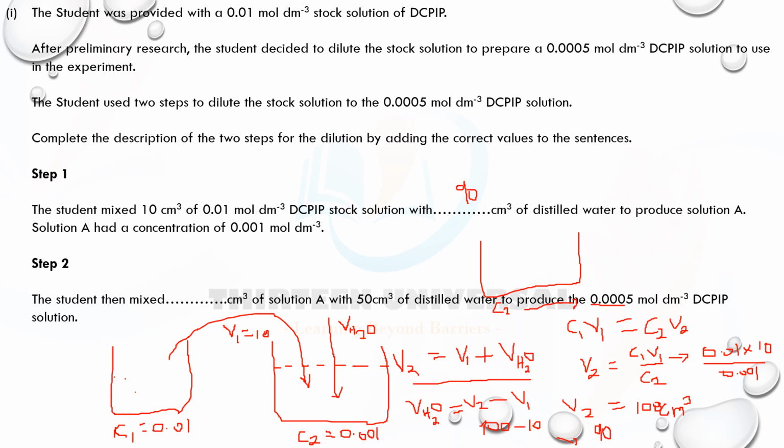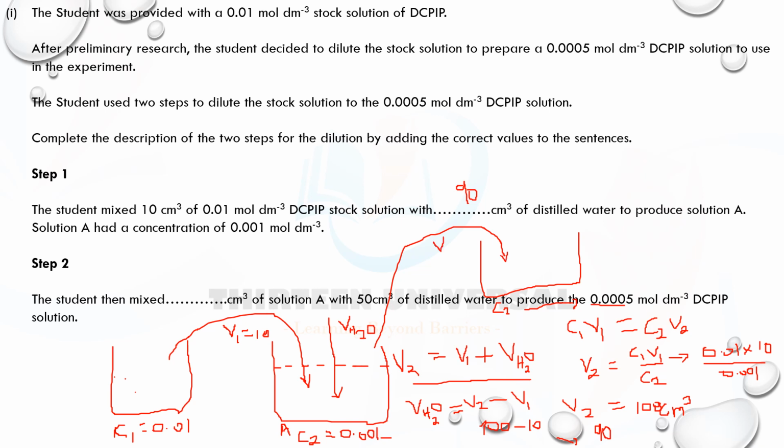0.0005. This is my C1 now. This has become my C1 because this is solution A. So I want to use solution A to produce that. That's what the question says. The question says the student then mixed that volume of solution A. The volume of solution A that was used is what we need to calculate, which is now V1, because I'm moving from solution A to a new one.